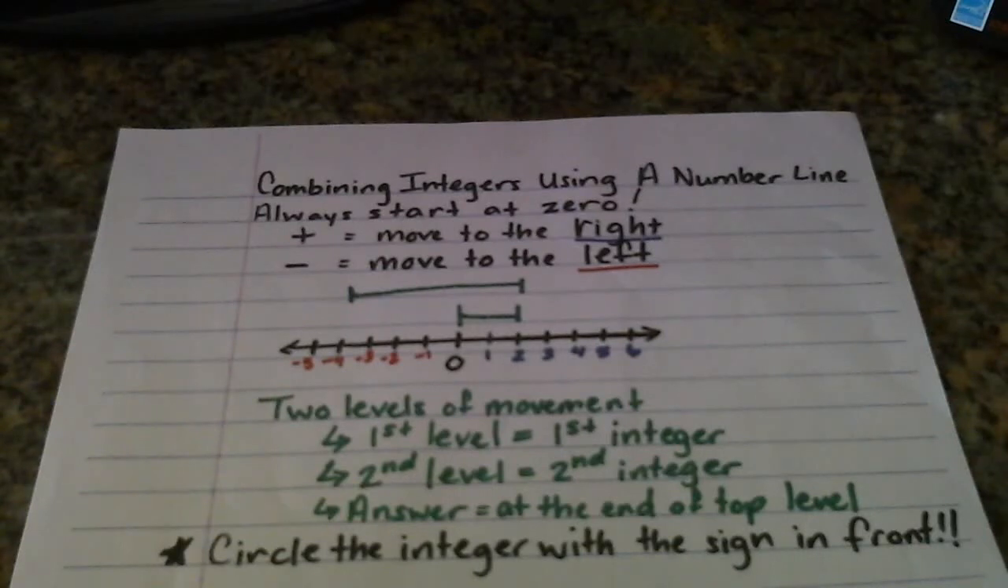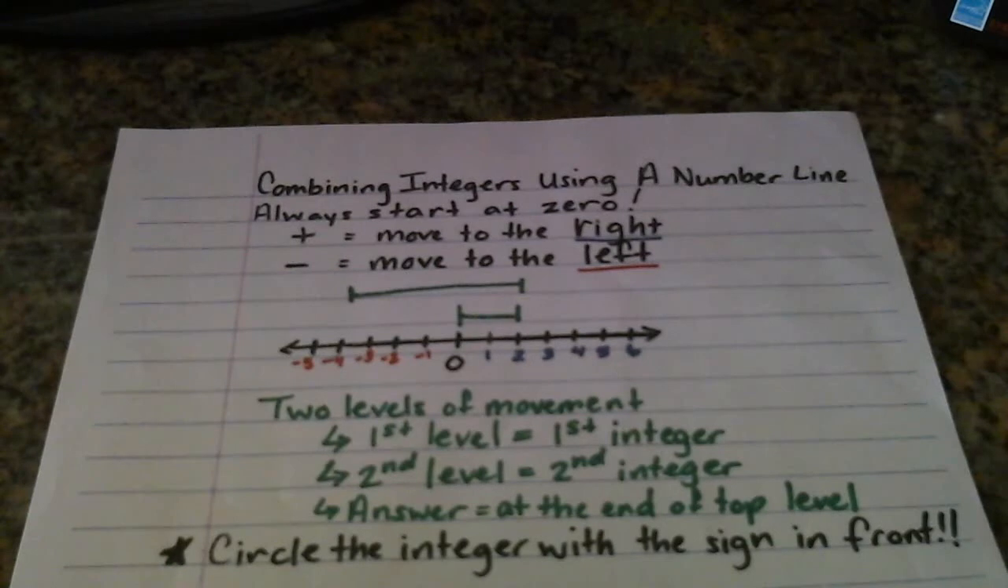In this video, we're going to be reviewing combining integers using a number line. But first, before we start to combine the integers, we must understand how a number line works. When you're working with a number line, you're always starting at 0, at the origin.